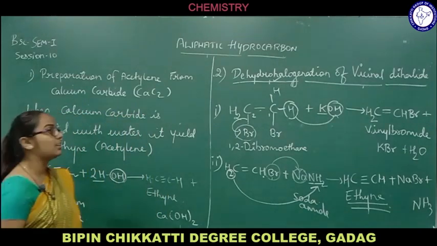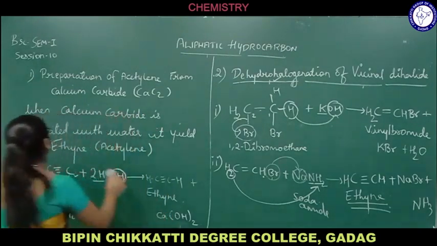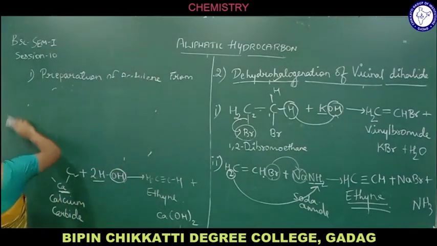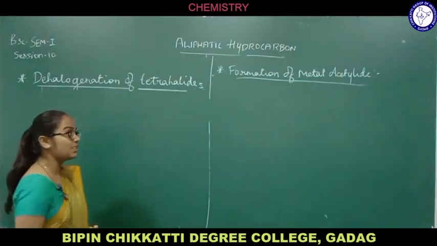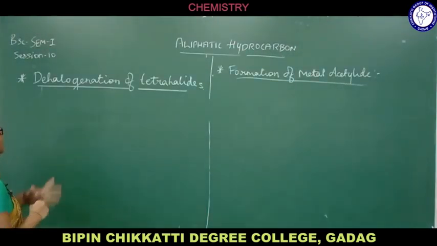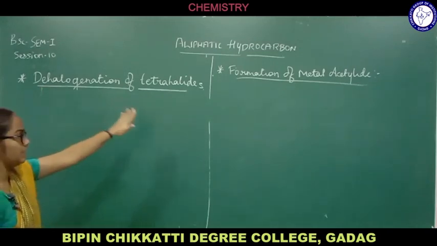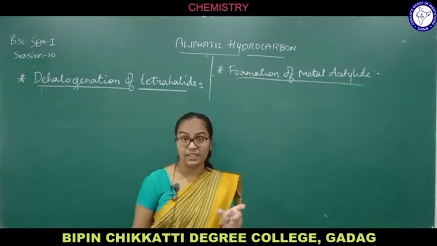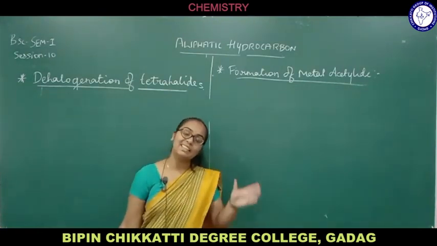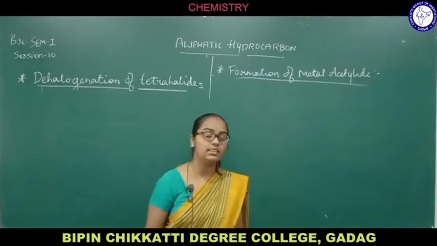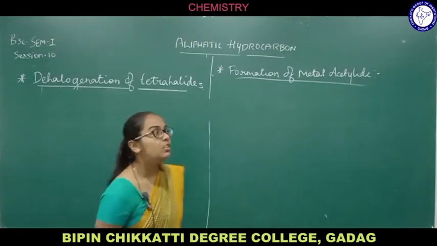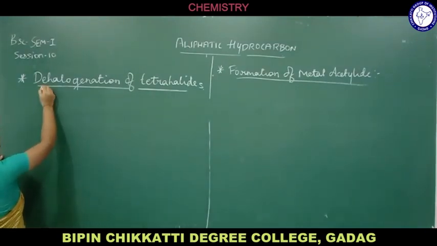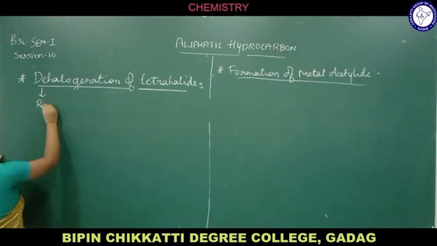Now let's go towards the third type of preparation method, right? That is the dehalogenation of tetrahalides. Children, now we'll go towards the next topic. The name of the next topic is dehalogenation of tetrahalides. So remember, we are studying the preparation methods, right? So what are we preparing? We are preparing the alkyne by taking two important reactants depending upon the name of the technique. The name of the technique or method is dehalogenation. Now what do you understand by the word D? D means removal.